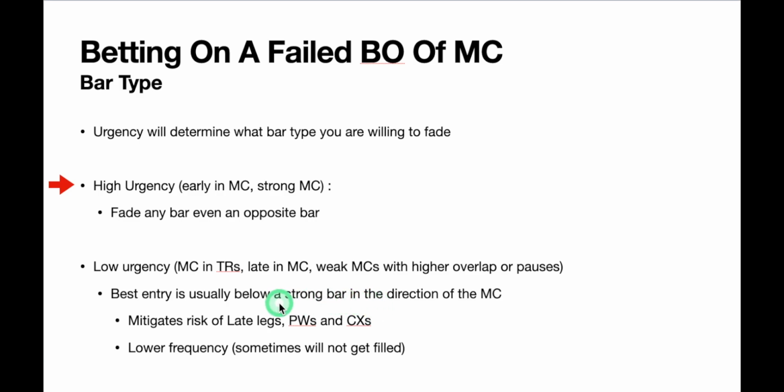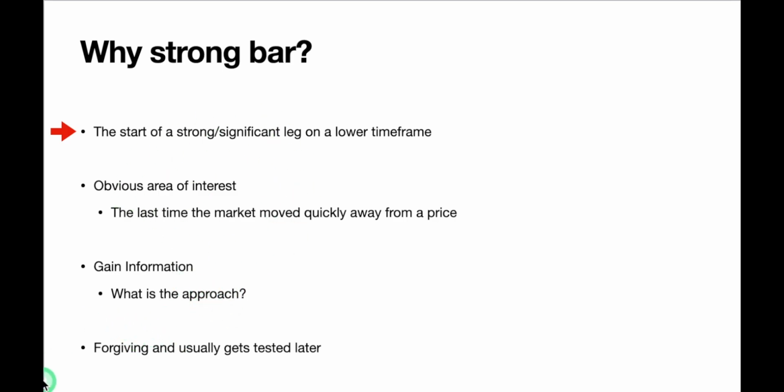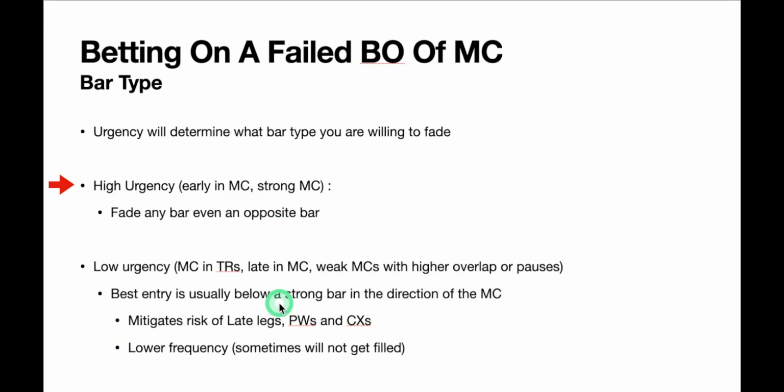And I have a full slide coming up here to talk about why using strong bars is useful to fade in a microchannel. But one reason in terms of risk control is that it mitigates the risk of late legs, parabolic wedges, and climaxes. The downside is that it's lower frequency. So if you are being more cautious, you're waiting to buy below a strong bull bar, there's obviously a greater chance that you won't get filled.